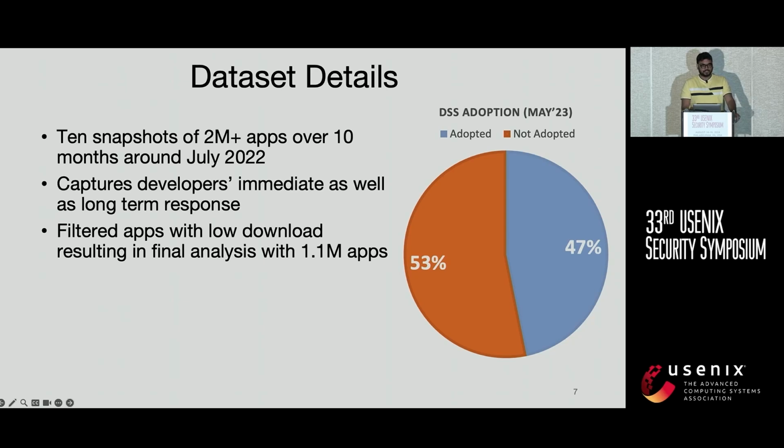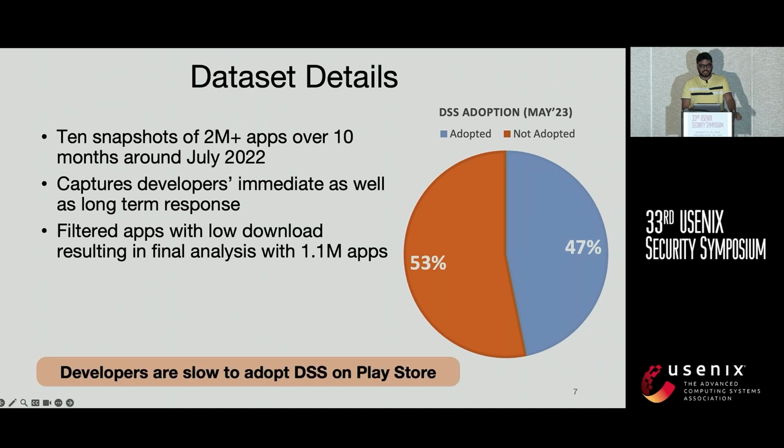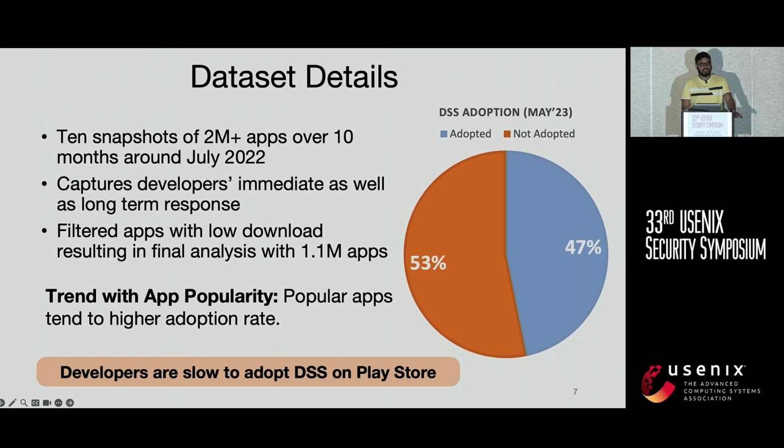Now for overall adoption, we see that only 47% of the apps in our set had DSS. This was in May 23, indicating that developers are slow to adopt the data safety section. We also noticed that popular apps have higher adoption than less popular apps.